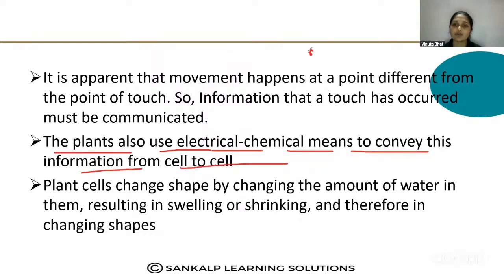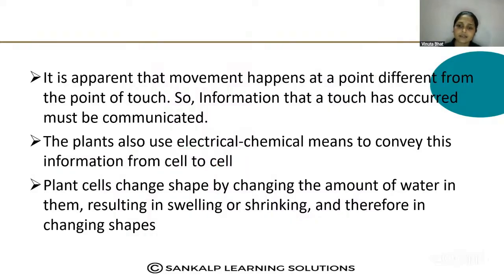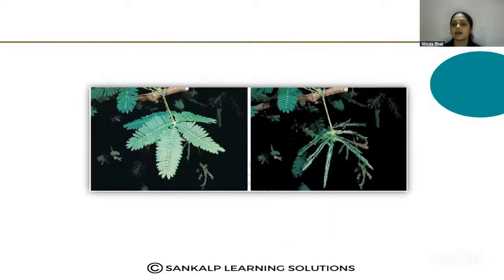So when this information is conveyed to the leaf cells, the water content present in them moves out and the leaves shrink, right? So the leaves become bent like this. That is how the reaction takes place without the presence of the nervous system and the muscle cells.